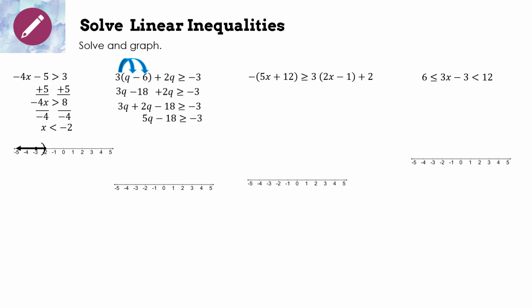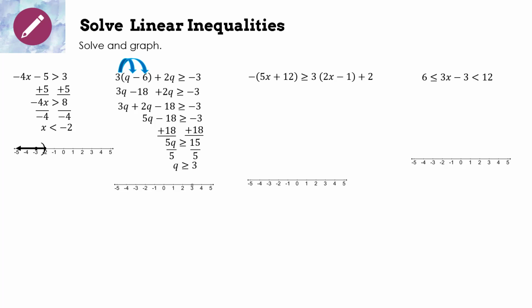Now, we need to get 5q by itself. The opposite of subtracting 18 is adding 18. So we end up with 5q is greater than or equal to 15. Well, we want q by itself. So the opposite of multiplying is dividing. So I'm going to divide by 5. This gives us q is greater than or equal to 3.